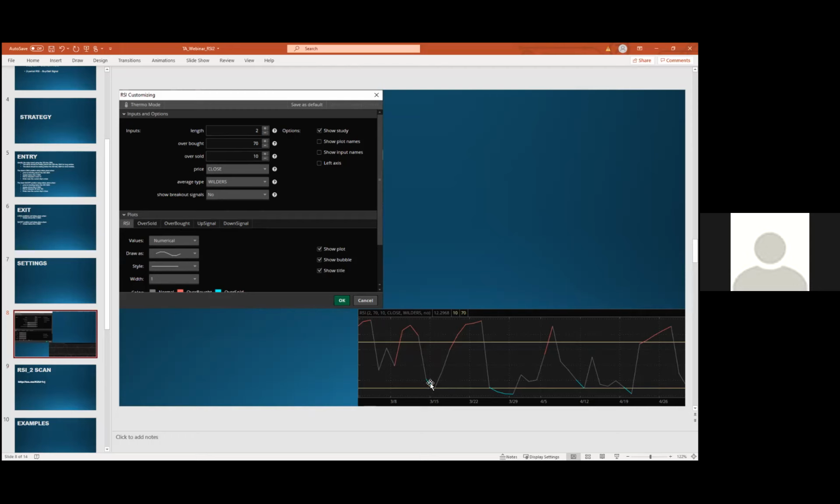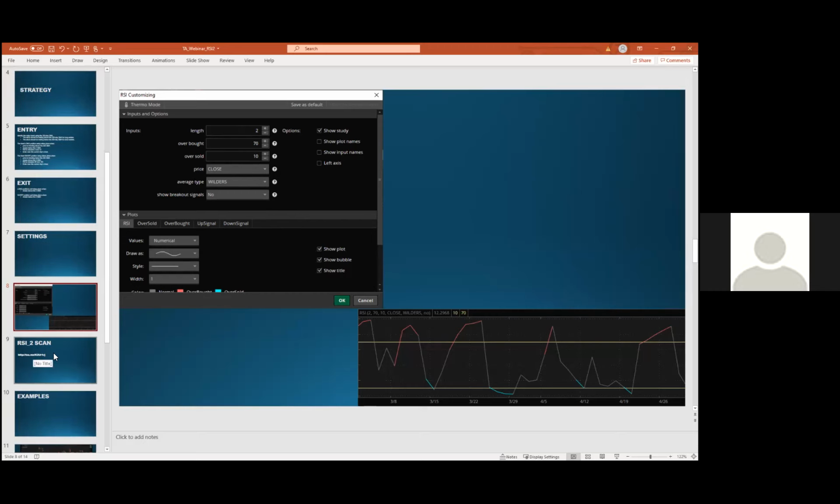You see the light blue right at the bottom where it touches that yellow line. That's where you would time entries for a call, because it's oversold. And then you see the red marking on top. That's where you would time your entries for a put. But these are the settings you basically need. The length needs to be 2. Overbought and oversold, everything else would be 70, 10, and close, Wilders, and no. Those are the defaults when you bring up your RSI.